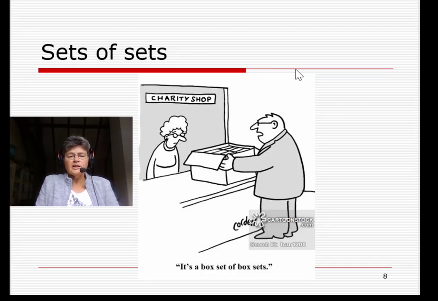Okay, this is the ending of this video, and in the next video we'll continue with the second part of lesson 3 and we'll talk about sets of sets.